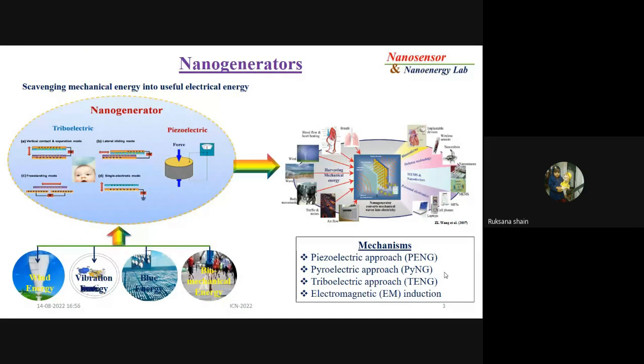Before starting with the triboelectric nanogenerator, first I will discuss nanogenerators. What are nanogenerators? They convert scavenged mechanical energy into useful electrical energy. There are several types of nanogenerators based on their applications: piezoelectric nanogenerator, pyroelectric nanogenerator, triboelectric nanogenerator, and electromagnetic induction. Among all these nanogenerators, the triboelectric is the most promising.